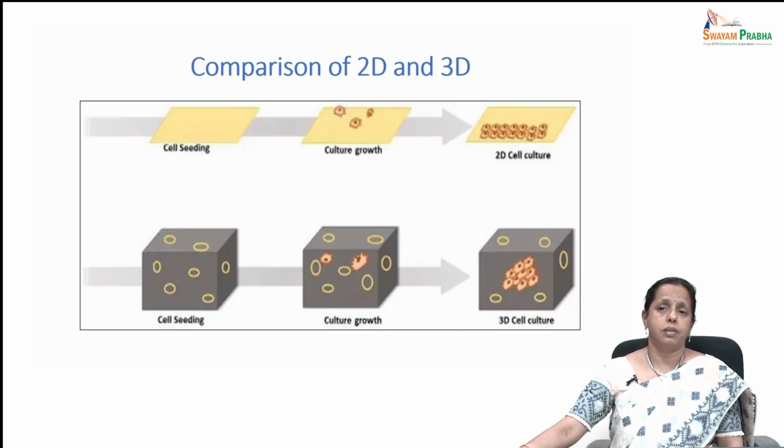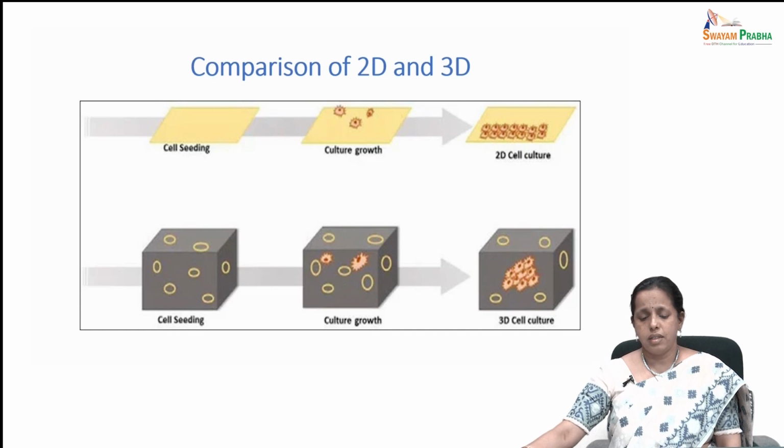As I have mentioned, what is a 3D model? We know that in a single 2D model the cells are present as a single monolayer, and here the cell seeding is in a linear pattern and the cells grow in a single linear way.